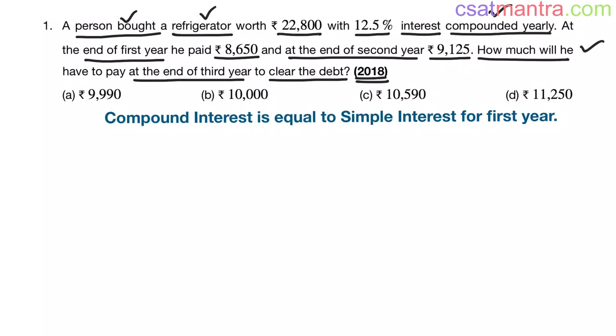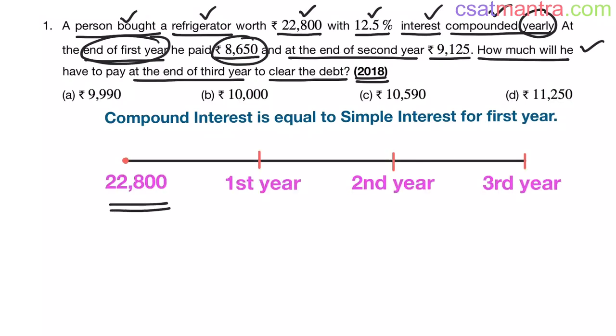A person bought a refrigerator worth 22,800 with 12.5% interest compounded yearly. At the end of first year, he paid 8,650. We have the price of the refrigerator as 22,800. Now this amount is compounded yearly at 12.5 interest rate. Now let's calculate the amount of interest for first year, okay? We know compound interest is equal to simple interest for first year, okay?